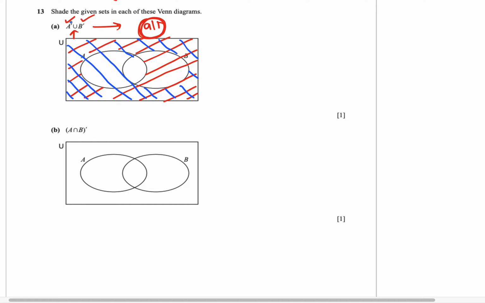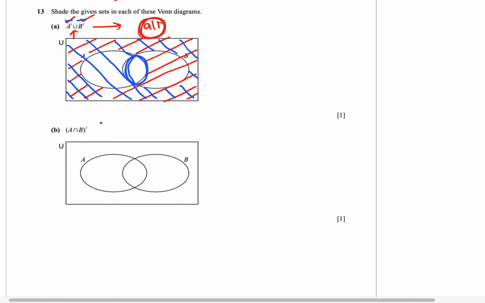So after doing this, you said A complement, you said B complement, and now they are saying union. It means wherever you have marked ink, that will be the shaded region. It means except this region, everything is going to be shaded. Understood guys? So now the second part.